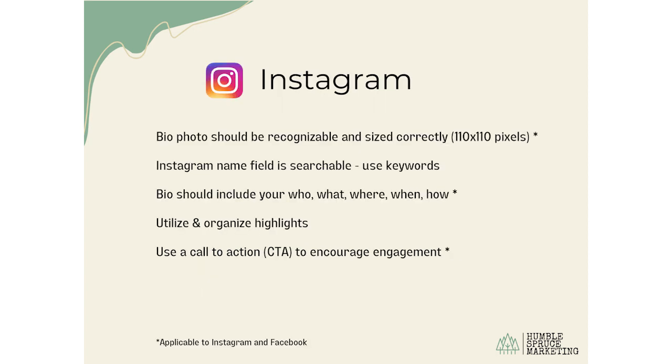And for Instagram, some of these are tied to both Instagram and Facebook, with asterisks there. Just some bullet points: the bio photo should be recognizable and the same on all platforms, so people don't get confused. The Instagram name field is searchable, so make sure you put keywords in there. If you're familiar with Instagram, that's the line right under your photo, before the bio description. Double check it.